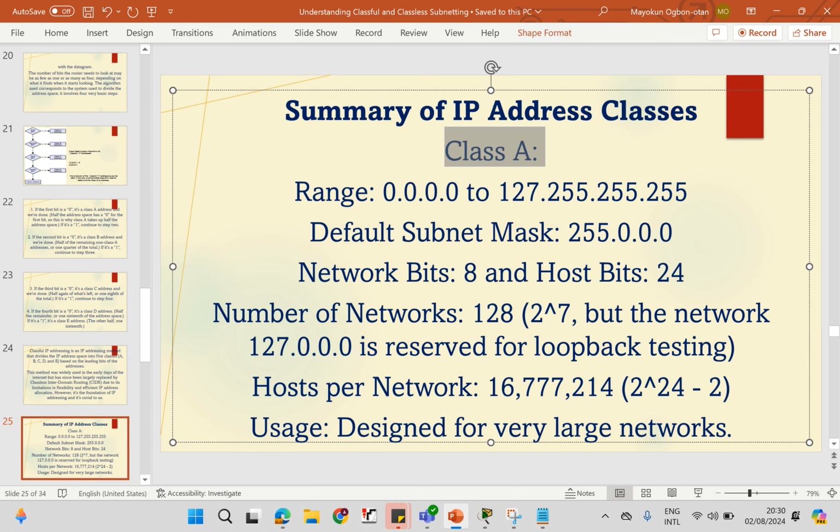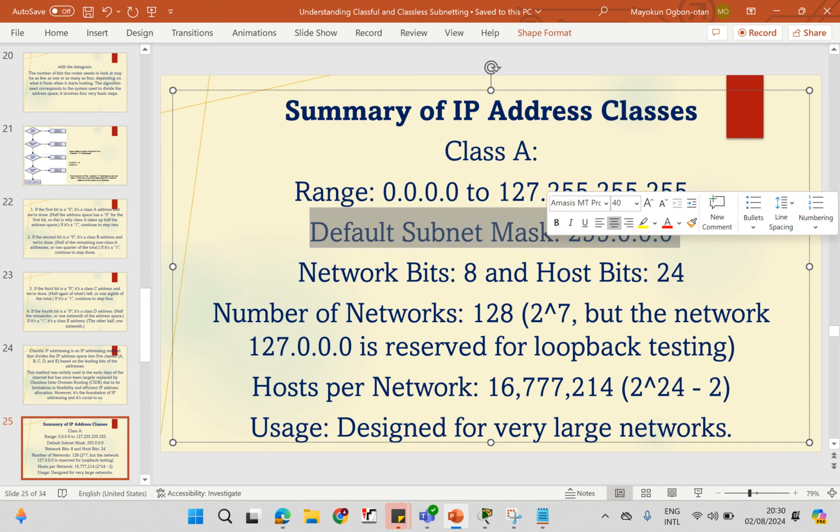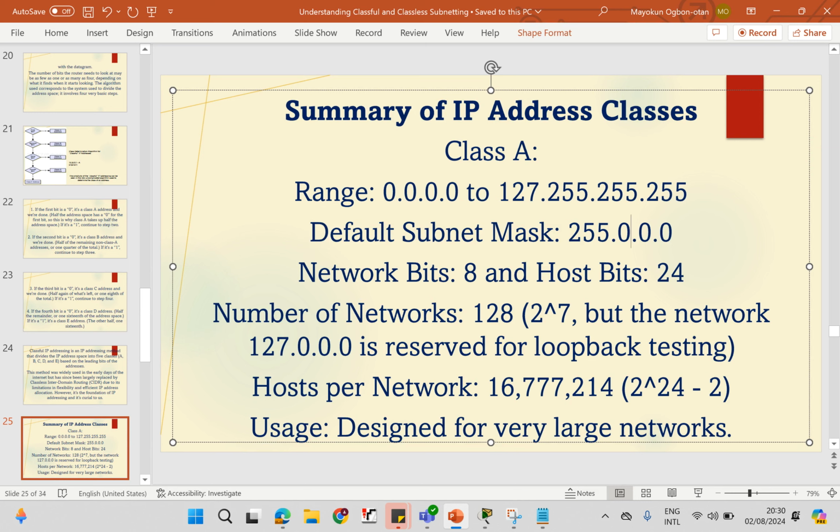Class A ranges from 0.0.0.0 to 127.255.255.255. The default subnet mask, I've already explained this, is 255.0.0.0. The network bit is 8 and the host bit is 24. Number of networks is 128. That's 2 raised to power 7. How did we get that?